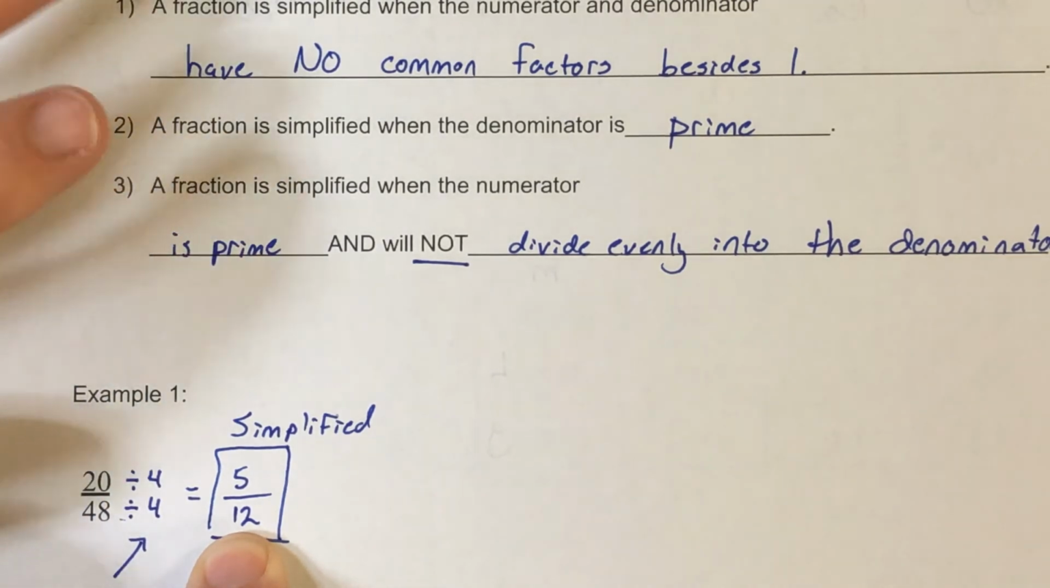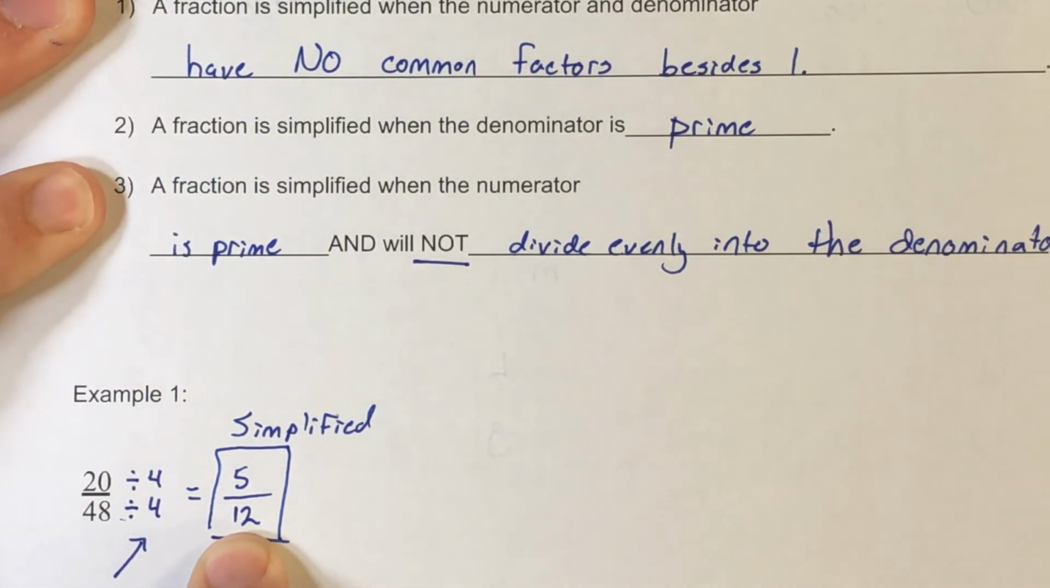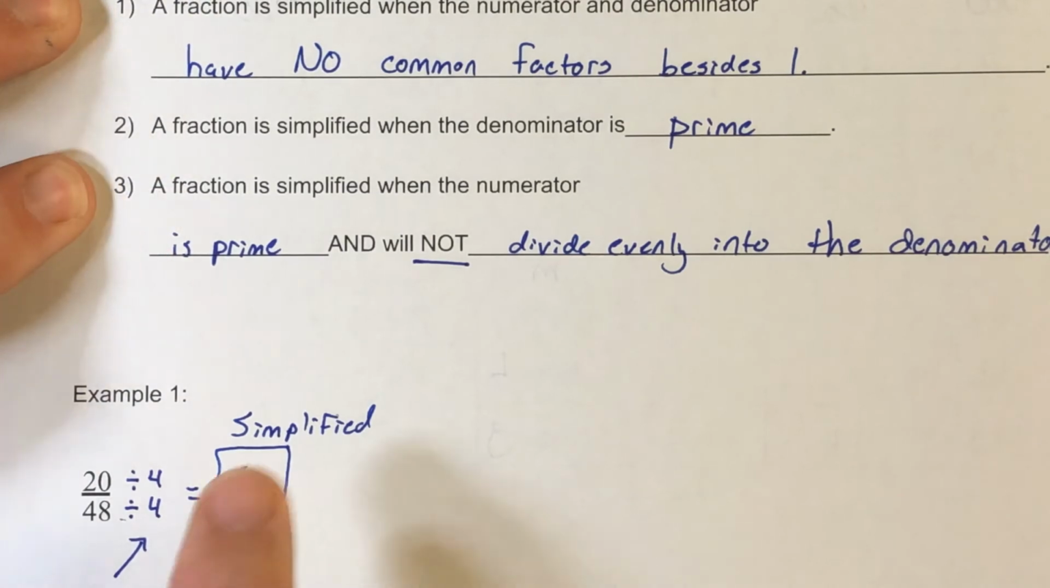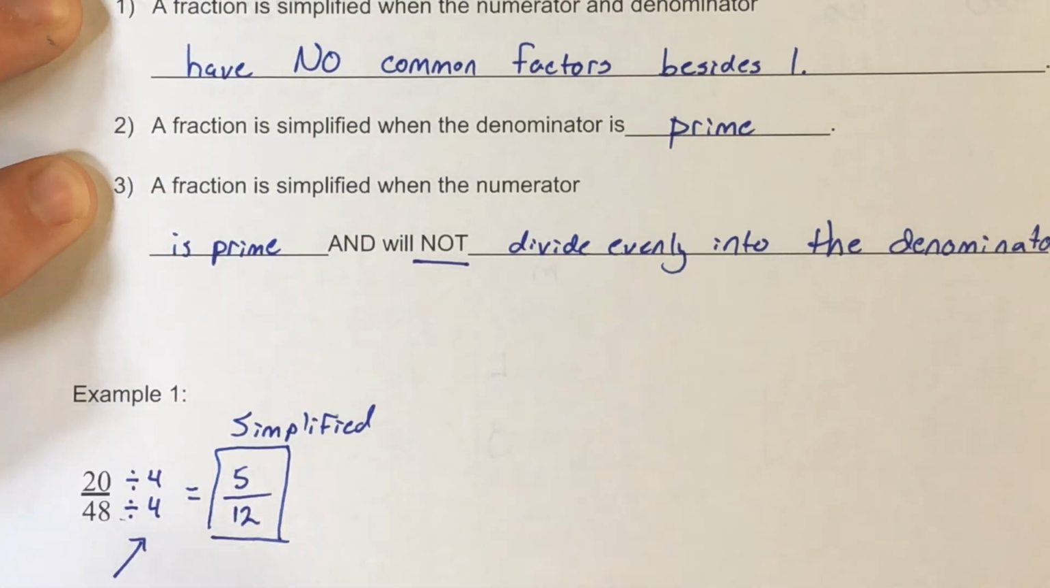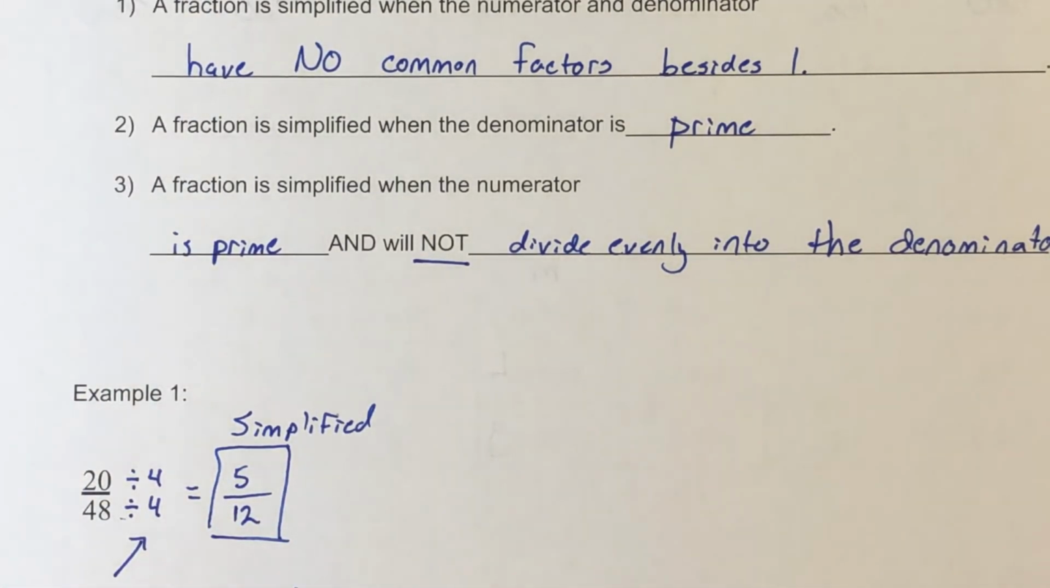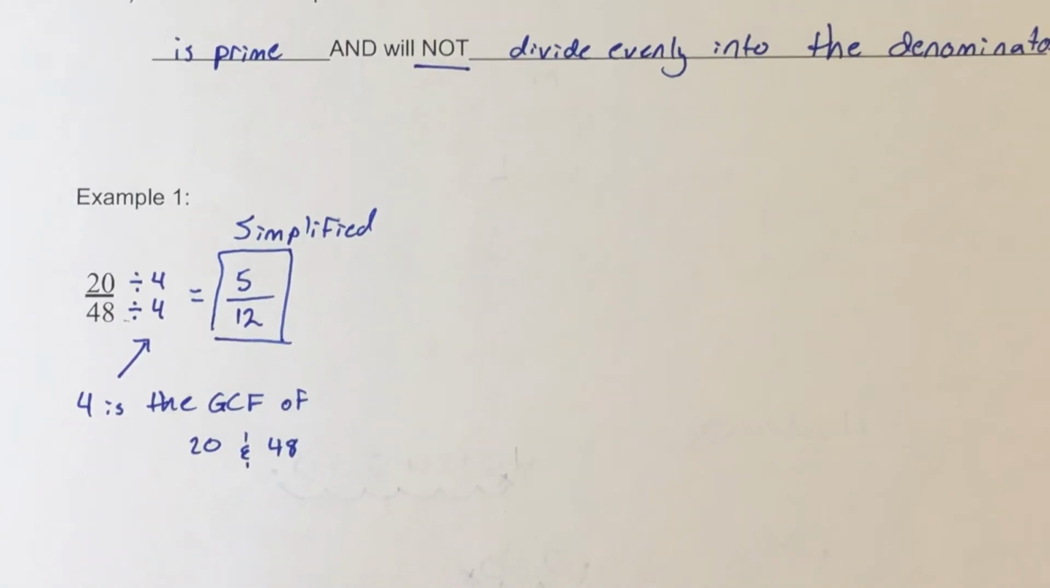So rule 1 and 3 apply. They both tell us that this answer is simplified and we are finished. And it would be acceptable to leave that as our answer.